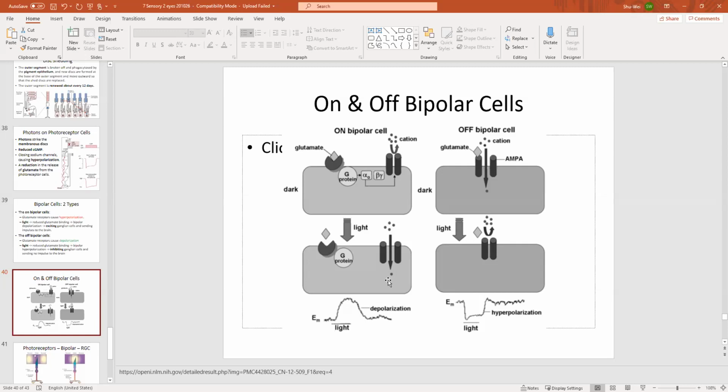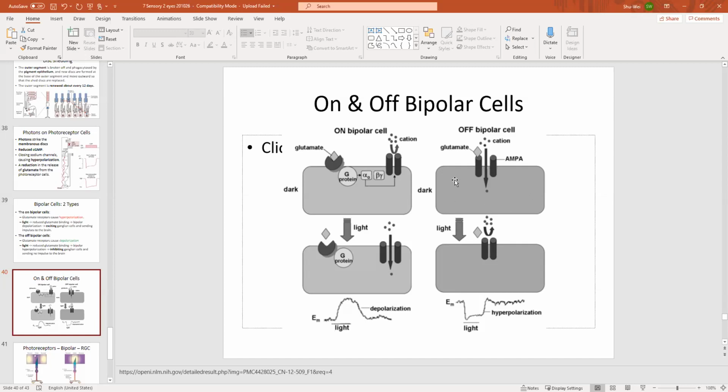We also have the off bipolar, located just next to it. This off bipolar turns on when there is no light. So when there is no light, in the dark, the photoreceptor continuously releases glutamate. Glutamate binds on the AMPA receptor, and sodium comes in.